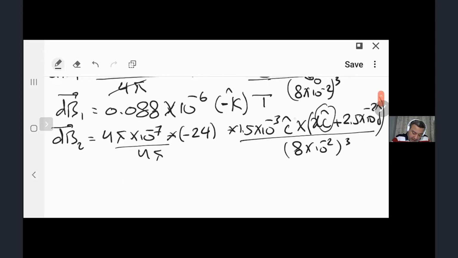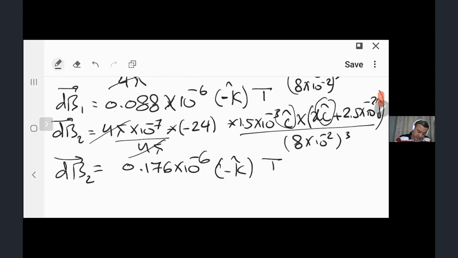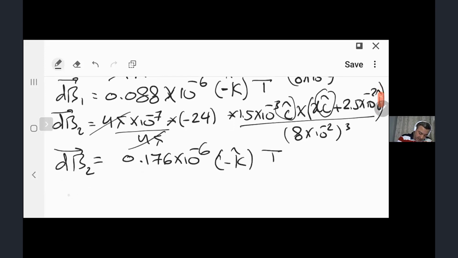Again, i hat and i hat is going to be 0. However, i hat cross j hat is going to be k hat, and you have the minus here, then the direction would be minus k hat as well. The dB2 magnitude, if you do the calculation, will be 0.176 times 10 to the power minus 6. Direction is minus k hat, which is in the same direction as dB1.